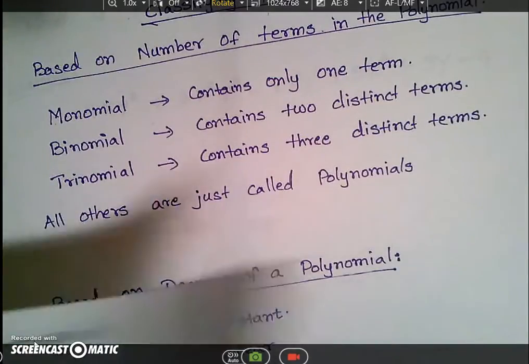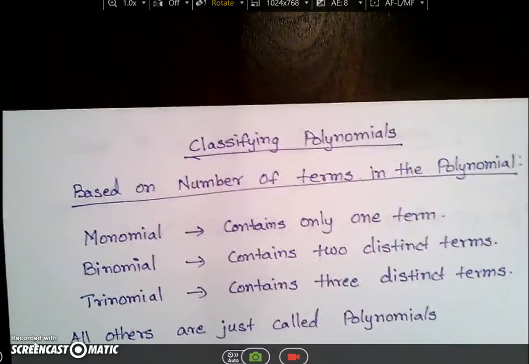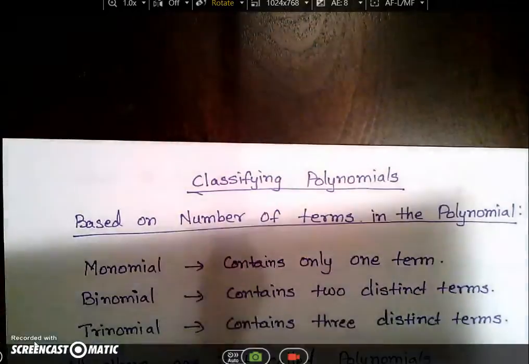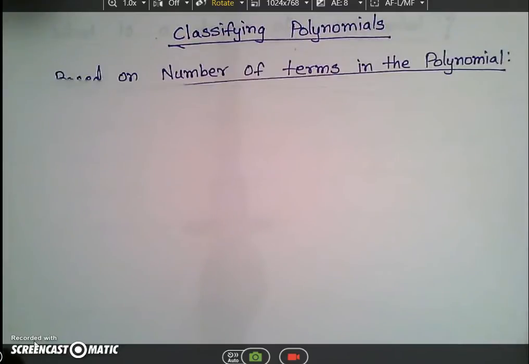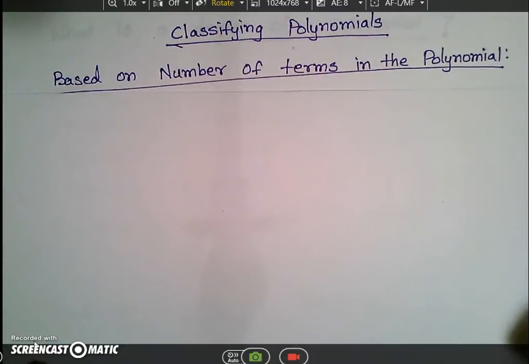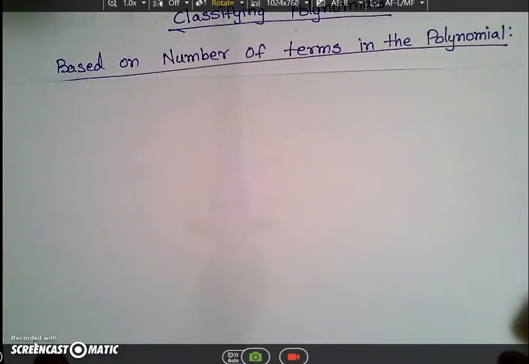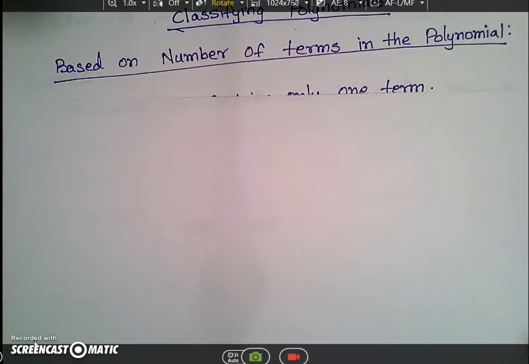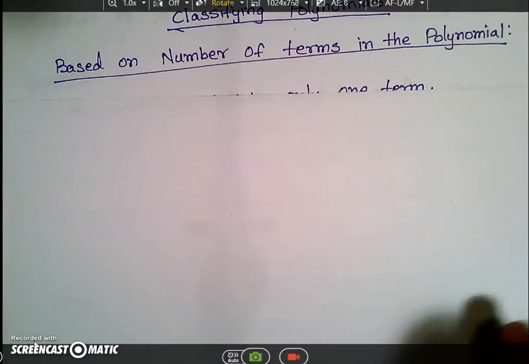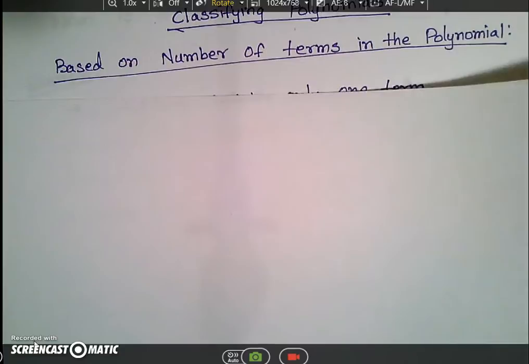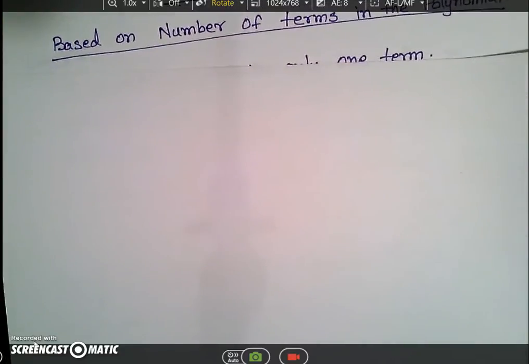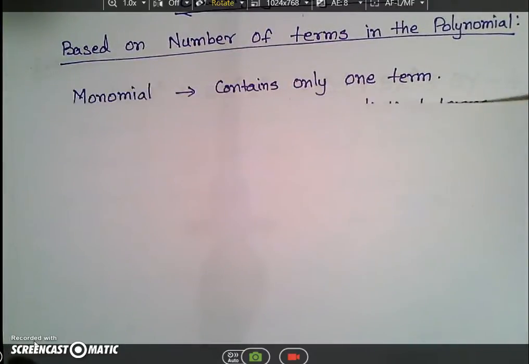Alright, the next concept is classifying polynomials. Polynomials can be classified based on two things. One is based on the number of terms that are in the polynomial. A polynomial can have 1 term only, or it can have 2 terms, 3 terms, 4 terms, 5 terms. So all are polynomials, but some of them have some specific names. So we're going to take a look at it.